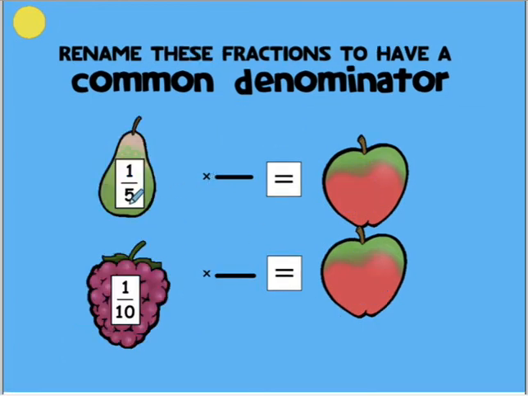Here I have 1/5 and 1/10. Does 5 fit into 10 perfectly? Yes, it does. It fits into 10 perfectly 2 times, which means I'm going to multiply the bottom and the top by 2. 1 times 2 is 2. 5 times 2 is 10. And just like that, I have common denominators without changing the bottom fraction.